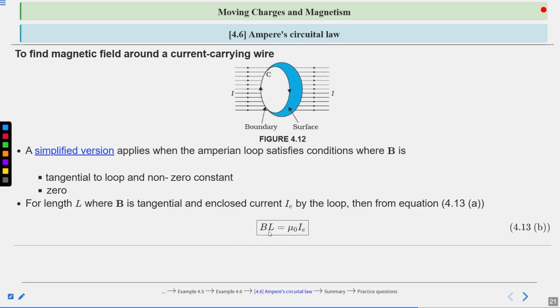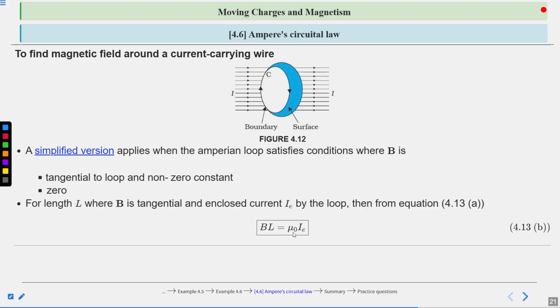So BL equal to mu naught current enclosed. We are integrating B dot dl. If we integrate dl over the whole loop, and the length of the loop is L, then after integration dl will be replaced by capital L. So BL equal to mu naught IE. Mark it as equation 4.13b.